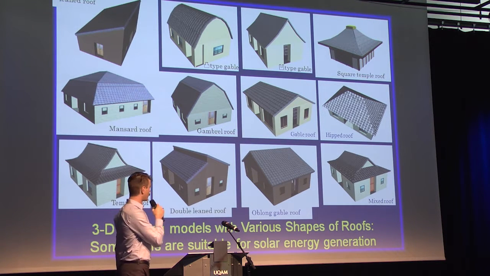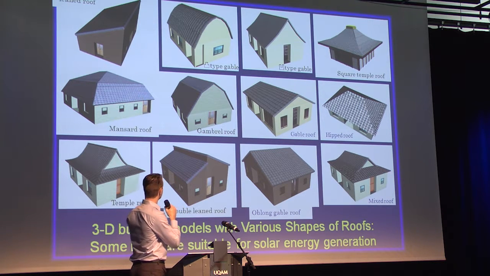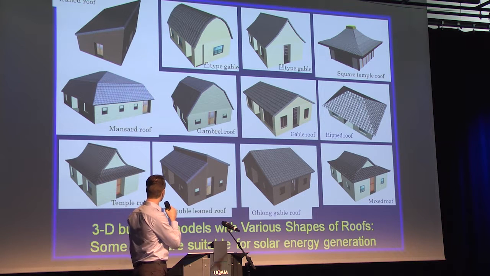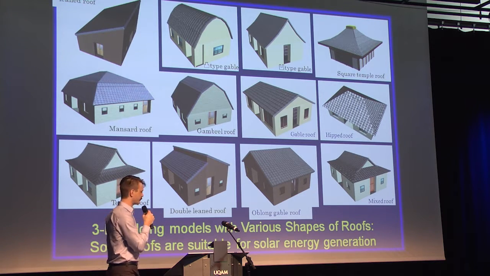So the main point of our work is that we're able to generate several different roof shapes based on the building footprint. You can see here, these are all different roof shapes that we've been able to generate: leaned roof, gable, temple roof, mansard, gambrel, hipped roof, mixed, oblong, double leaned, and temple roof.